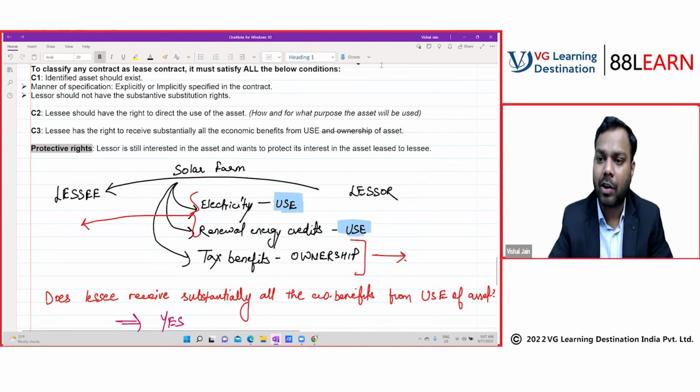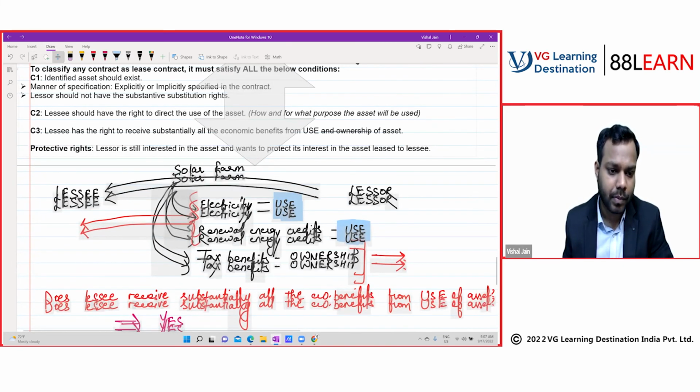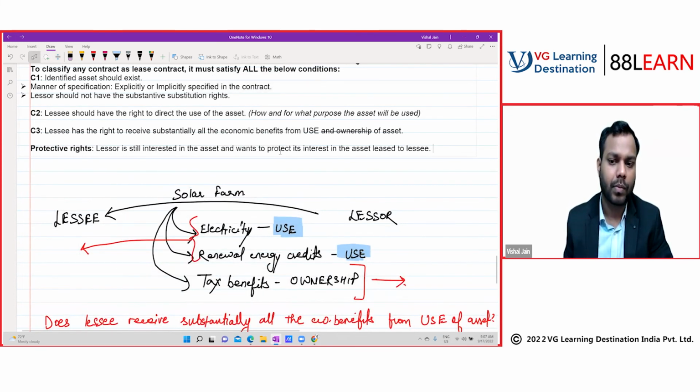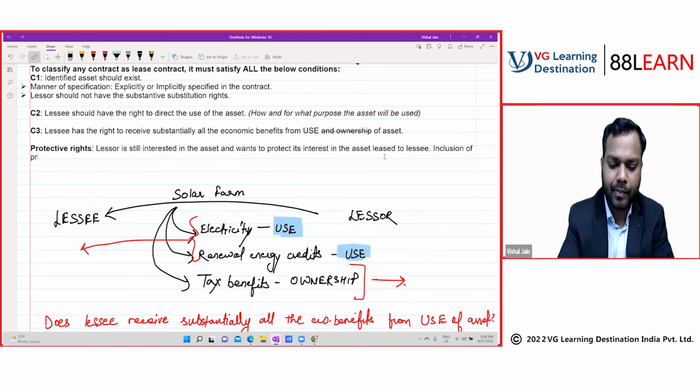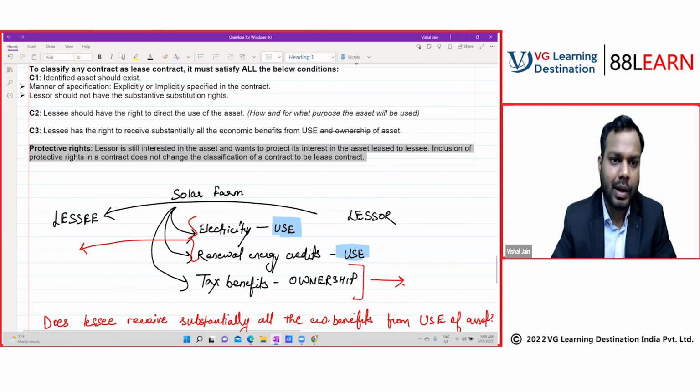Okay. Now, what is the impact of protective rights? So I can say, inclusion of protective rights in a contract doesn't change the classification of a contract to be a lease contract. Is it clear, everyone?